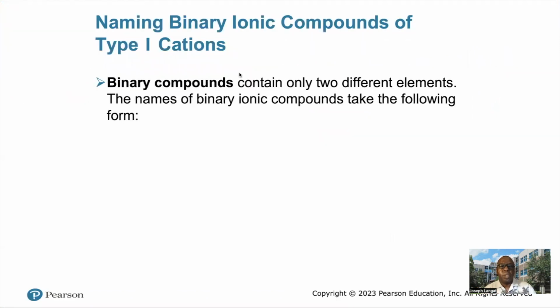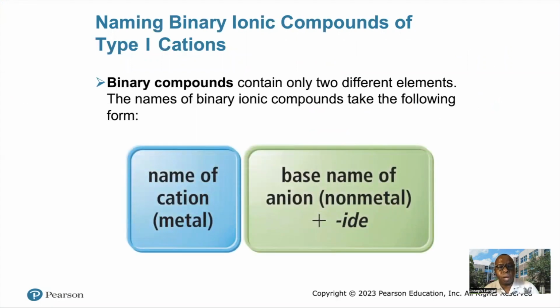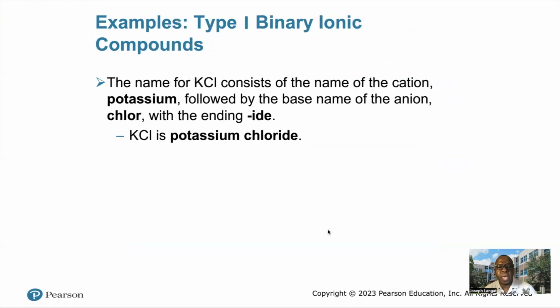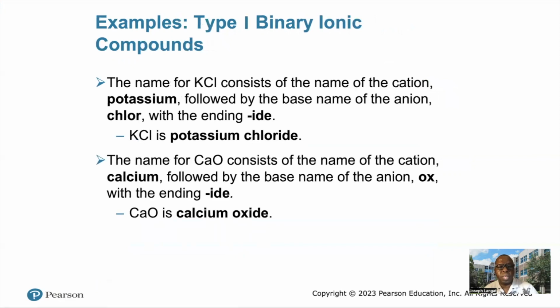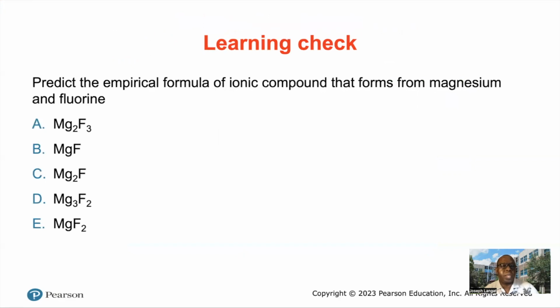Binary compounds contain only 2 different elements. The names of binary compounds take the following form. Take note of binary: bi means 2. It is the name of the cation and the base of the name of the anion, adding -ide. I give you an example, potassium chloride. For type 1, you name potassium just the way it is, but you change the ending to -ide: chloride. Calcium oxide is another example of how you change the ending.